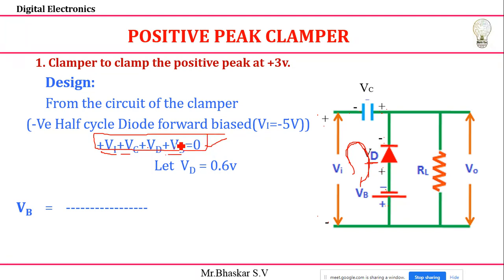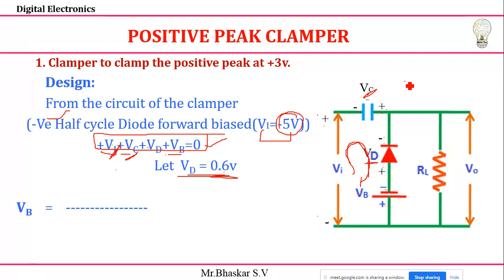Now I'm going to assume my Vd value is 0.6. I already told that the input voltage I apply is during the negative half cycle of the input signal, only then the diode is forward biased. So you need to consider the maximum voltage of the negative half cycle, the peak voltage, which is minus 5 volts. I'm going to consider the Vi value as minus 5, and the diode voltage is 0.6, and I already told that the capacitor voltage will be decided by what voltage needs to be clamped.